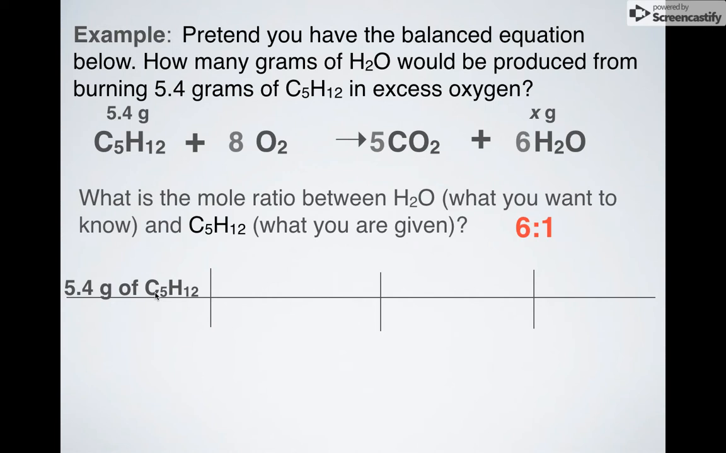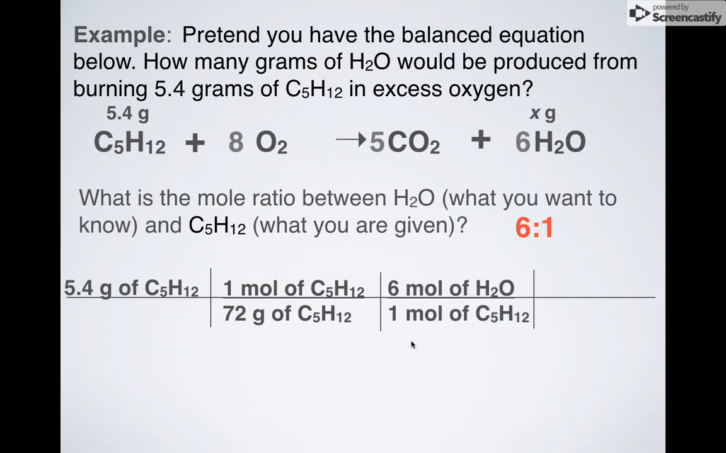Start with what you're given, 5.4 grams of C5H12. First step, divide by molar mass. All right, what's the molar mass of this thing? Add up the molar mass of C5H12 from your periodic table, you get 72. Next step, use the mole ratio. Boom, 6:1. Last step, I want to go back to this. I want to get to H2O. I need to know the molar mass of that. I multiply by the molar mass. What's the molar mass of H2O?